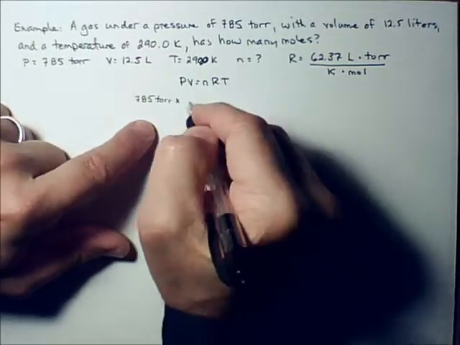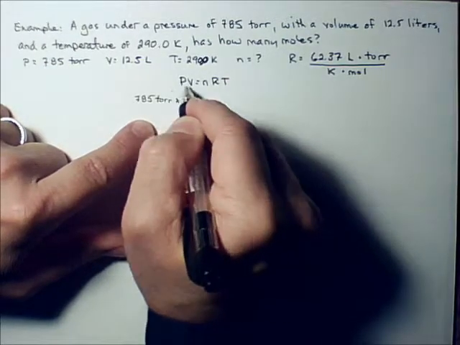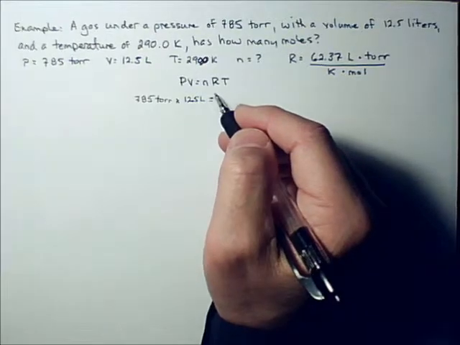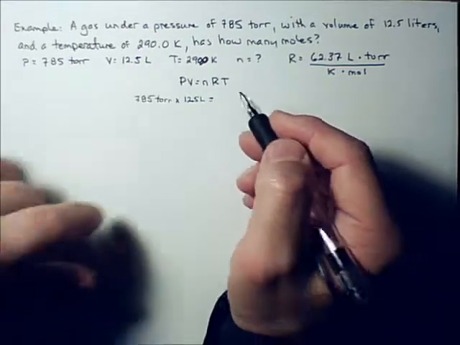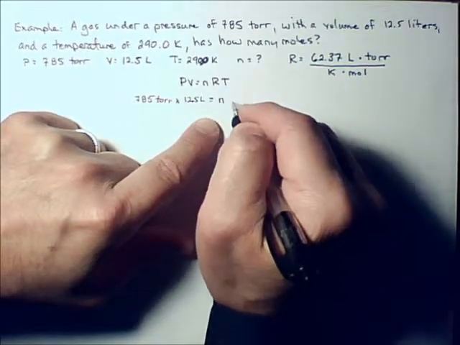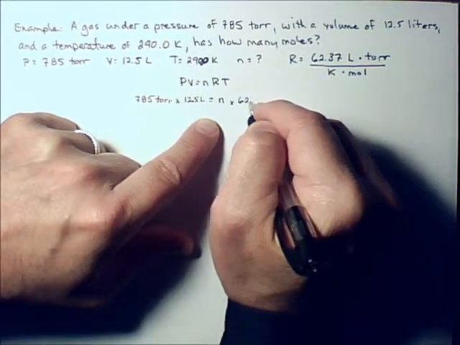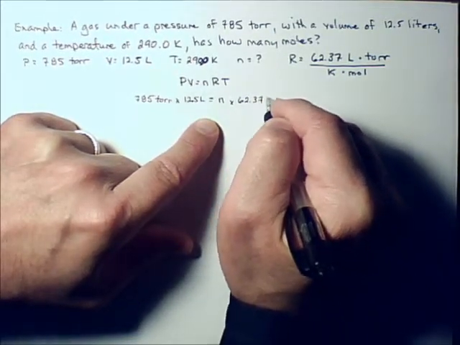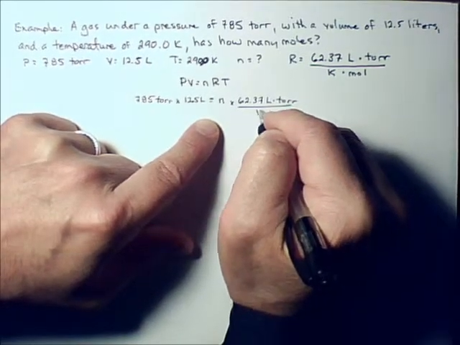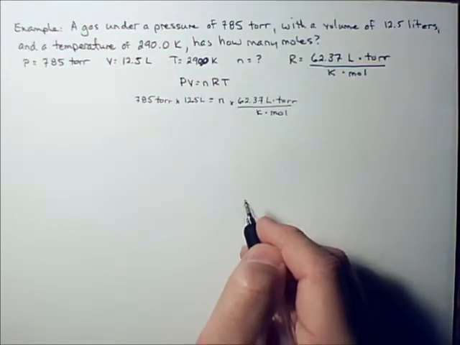We know the volume. Okay, so we've got pressure and volume. We don't know N, so as we learned when we were solving gas laws at the beginning, we're going to leave N as just a symbol for now. We know R. R is this thing, 62.37 liters times torr over Kelvin times moles.